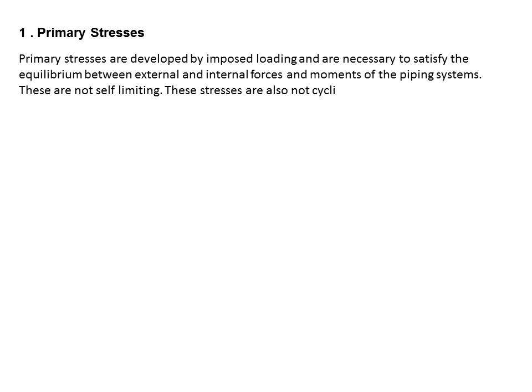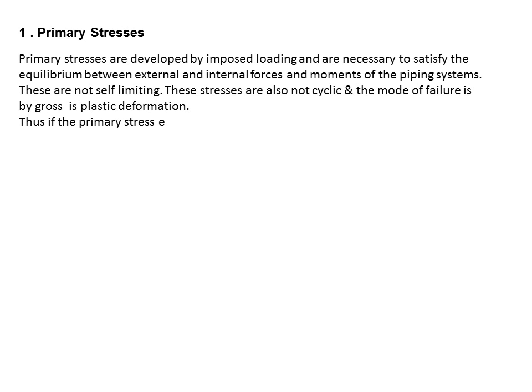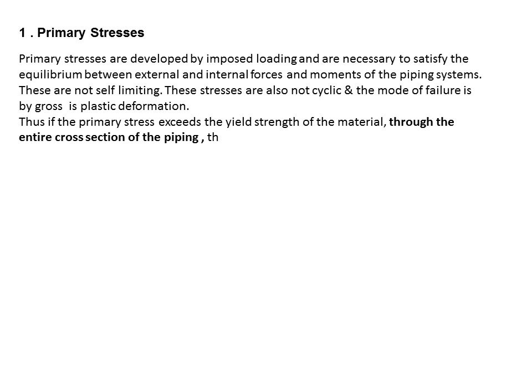These are not self-limiting, that is, these stresses are not cyclic, and the mode of failure is by plastic deformation, gross plastic deformation. Thus, if a primary stress exceeds the yield strength of a material through the entire cross section of the piping, then failure can only be prevented by strain hardening.